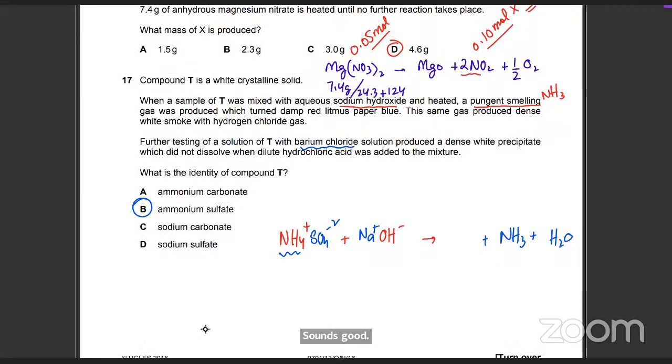This reaction comes very often in almost all papers. That's ammonium salts. Whenever they react with bases, they end up as ammonia gas and water molecules are produced.